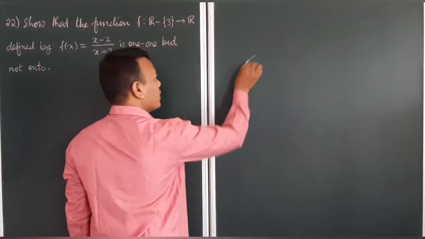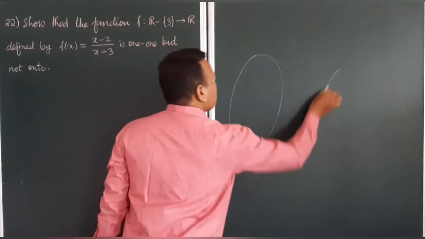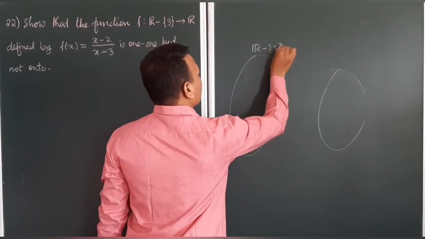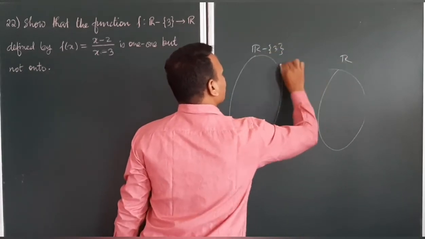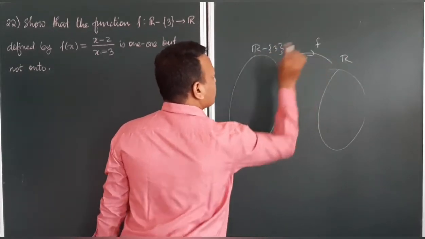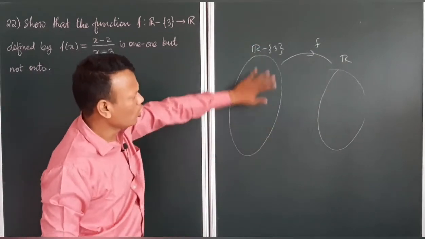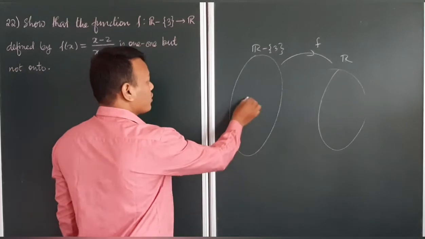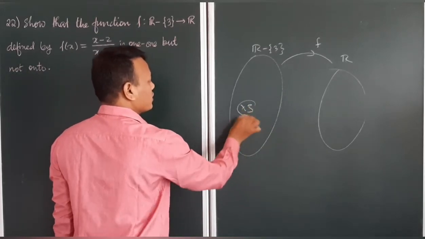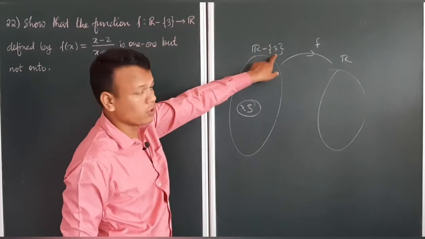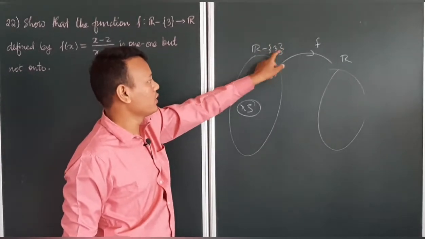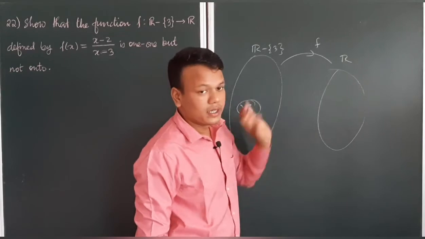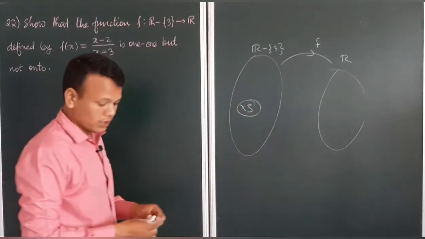For example, if this is my set, these two are my set, and this is my R minus {3} set, and this is my R, so the function is from this to this. In this we have all the real numbers except 3, so that means 3 is not present in this set. This is the meaning of this. R minus {3} means 3 is not present in this set, but in this all the real numbers are there. Alright, so this is the meaning of this.